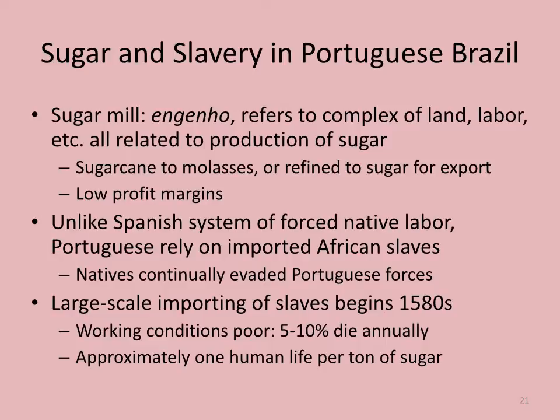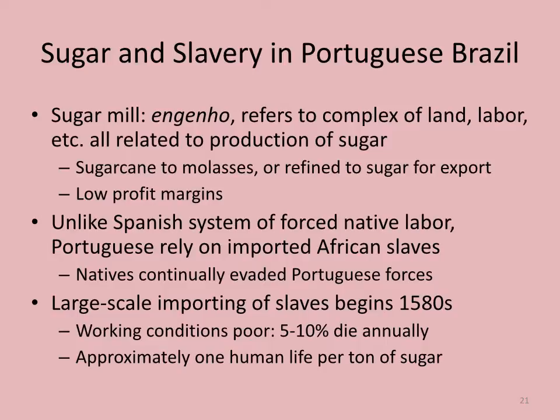Now, the sugar mill refers to a complex of land, labor, etc., all based on the production of sugar. What happens is we have to take the sugar cane and turn it into molasses or refined sugar for export. So you have to grind the sugar cane down in order to get the molasses or to refine the sugar. It has very low profit margins. It takes a lot of sugar in order to make a large profit. However, it is easier to have a sugar plantation than it is to have a silver mine.